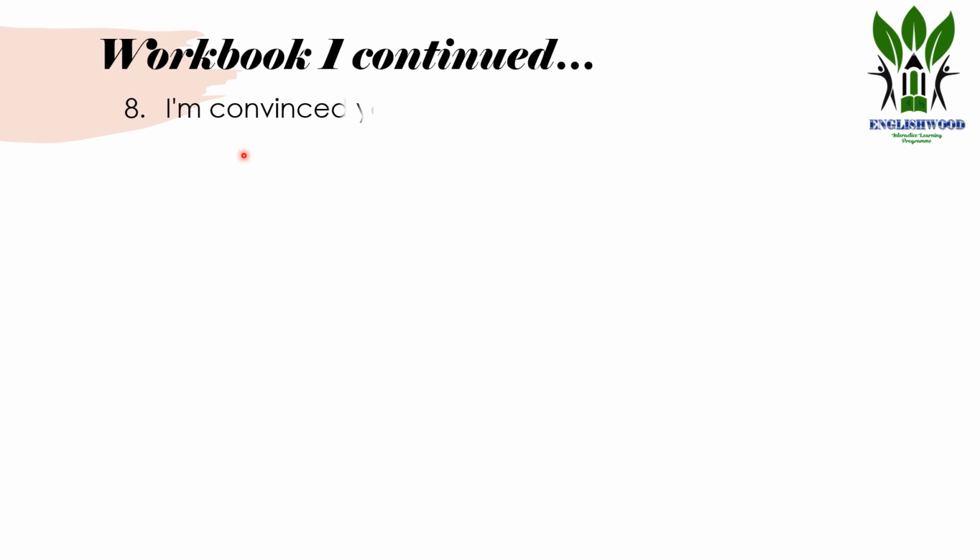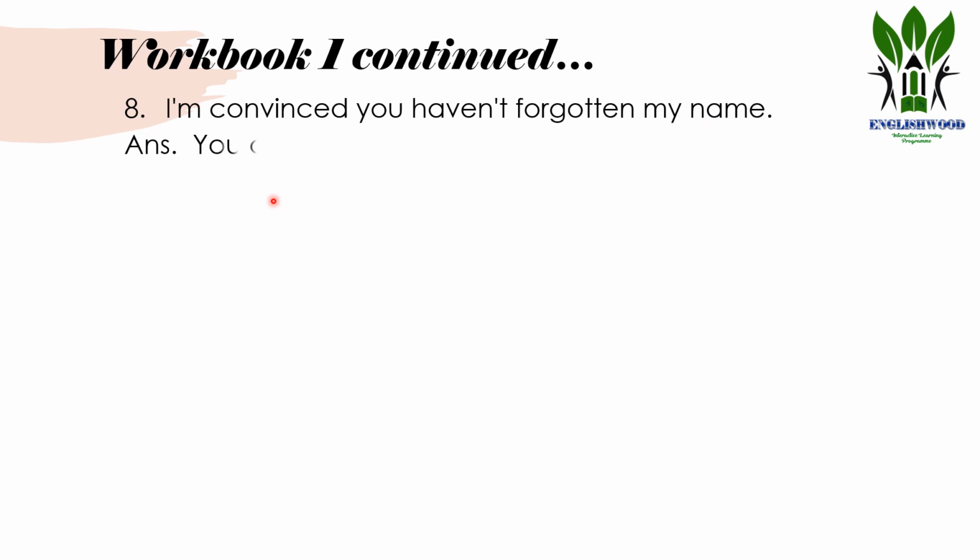Above one continued. I'm convinced you haven't forgotten my name. Okay. So I am convinced instead of I'm sure. Therefore it takes must. Haven't means can't. So you haven't forgotten means you can't have forgotten my name. Okay.